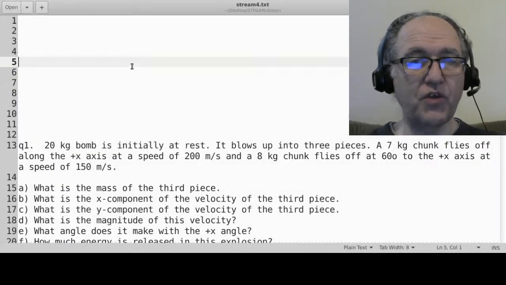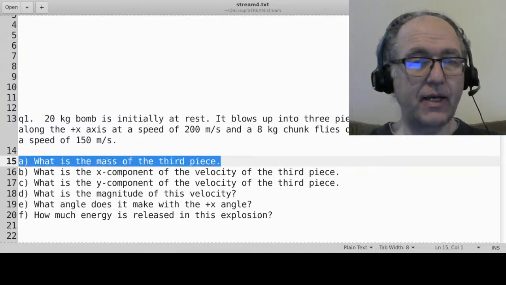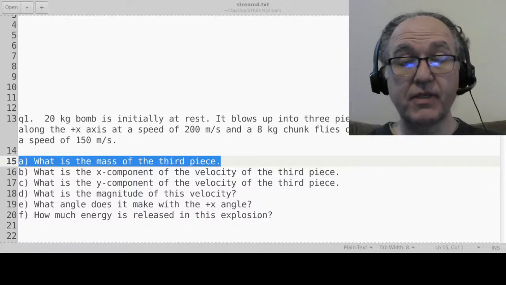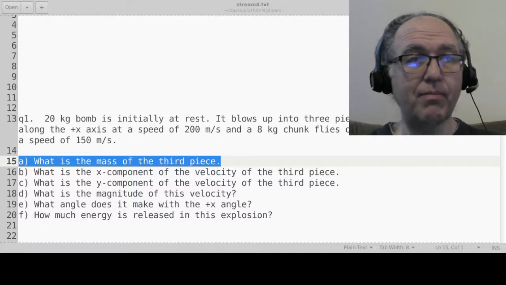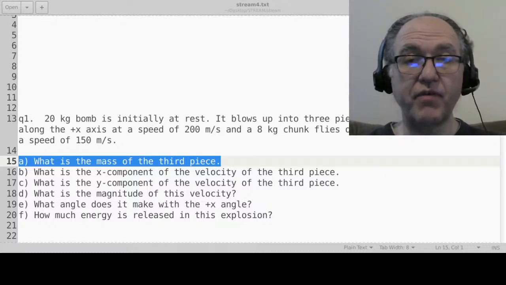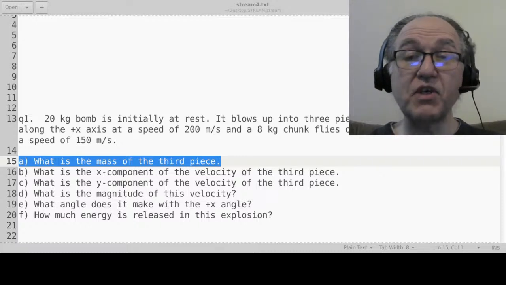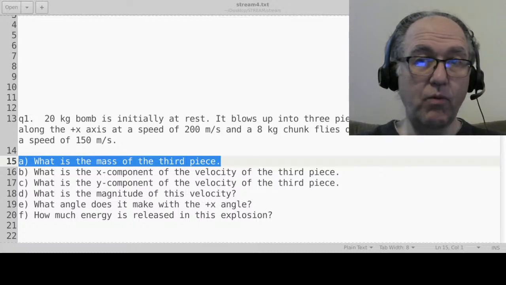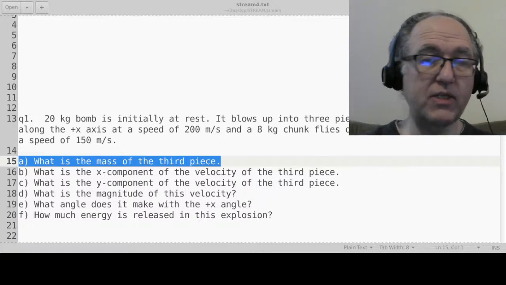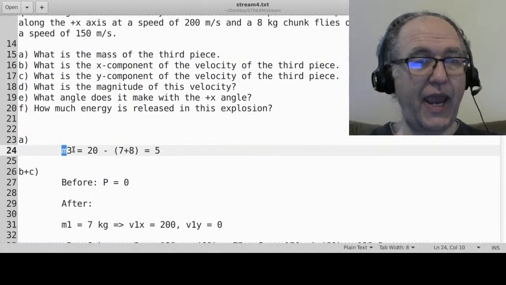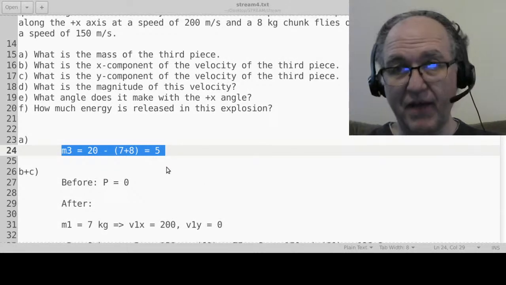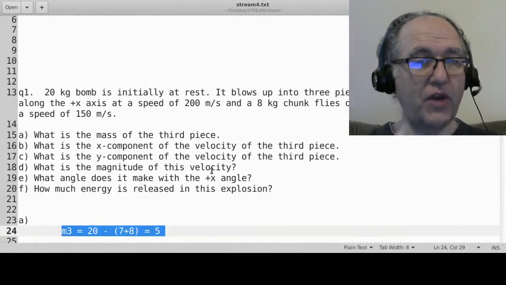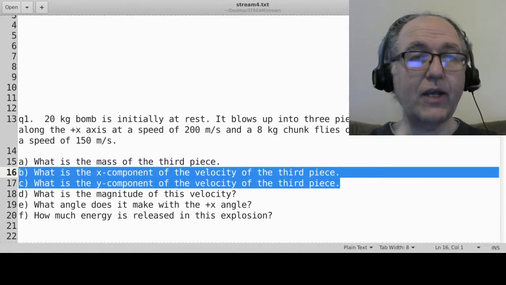So the first question is how big is the third piece, okay? It's pretty obvious that this is a conservation of momentum problem. So, conservation of energy problem. Oh boy, conservation of mass problem. So we had 20 kilograms to start with, and we have one piece which is 7, another piece which is 8, and so the remaining piece has to be 5 kilograms, okay? So that answers the first question. Now the second question and the third question here, they go together.